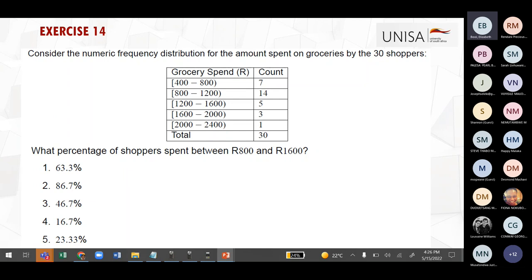The other questions that you might get: here they give you a frequency distribution table with the frequency, but they didn't give you the relative frequency or cumulative frequency. The question asks what is the percentage of shoppers who spend between 800 and 1,600? So we go between two intervals. We need to add 14 and the other together, divide by the total, which is 30, and multiply by 100. And what is the answer?